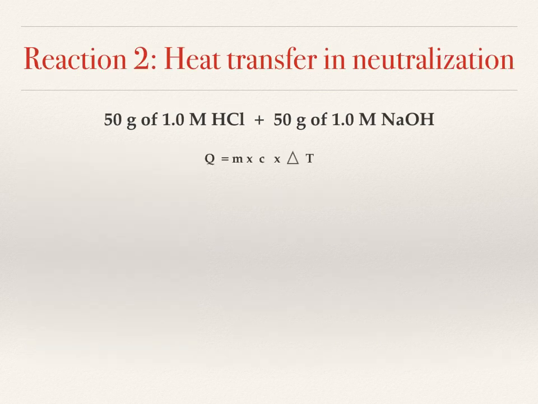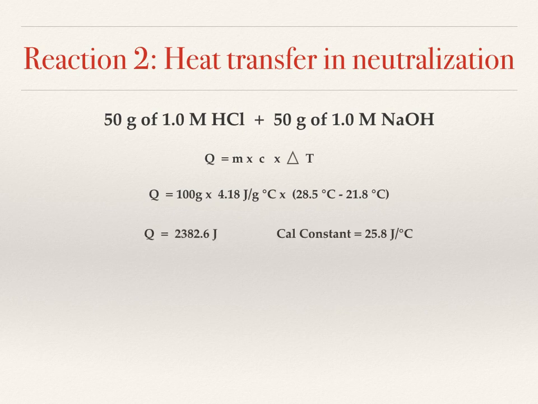Reaction 2, we added again 50 grams of 1 molar hydrochloric acid and 50 grams of 1 molar sodium hydroxide, and this was the change in temperature that was observed in their lab. And so when we calculate out our heat absorbed by the water, we get around 2,382.6 joules of heat energy. And again, we want to take into consideration how much heat energy was absorbed by the calorimeter. So our change in temperature was 5.7 degrees, so multiplying that by our calorimeter constant gives us about 147 joules.